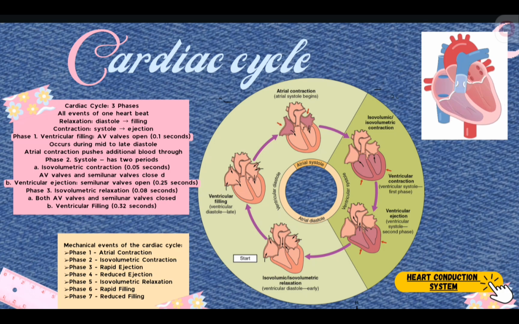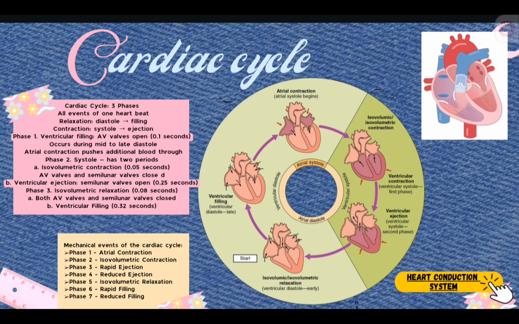Detailed information of the cardiac cycle can be explained in the mechanical events of the cardiac cycle, which consists of 7 phases. Phase 1, atrial contraction or atrial systole, in which the atria contract to push the remaining blood into the ventricles. Here the ventricles are relaxed and their pressure is low. Phase 2, isovolumetric contraction. The ventricle begins to contract but no blood is ejected yet.